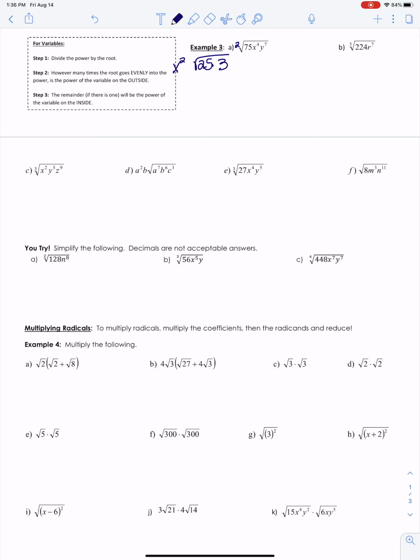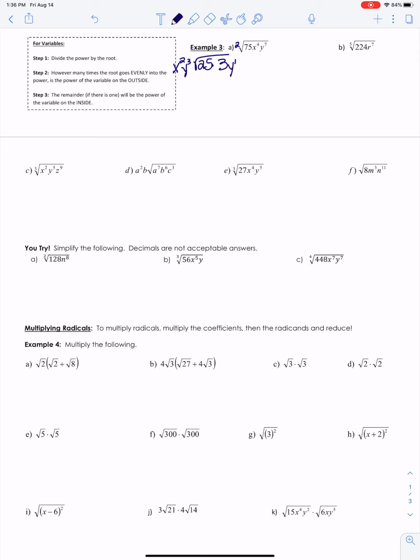Okay, I'm going to do the same thing for y. How many times does 2 go into 7? 2 goes into 7 3 times. 2 times 3 is 6, so I have a remainder of 1. 2 went into 7 3 whole times, that gets you up to 6, which means your remainder is 1.